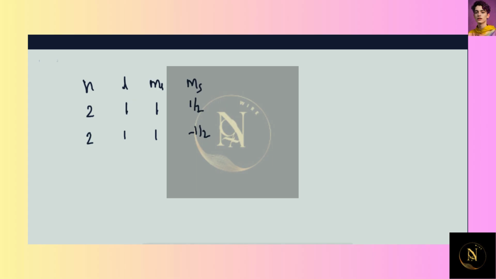Now the only value that n can take is 3. So when n is 3, l can be 0, 1, 2. Let's consider when l is 0: ml can only be 0. So we have ms 1 half, and then minus 1 half.